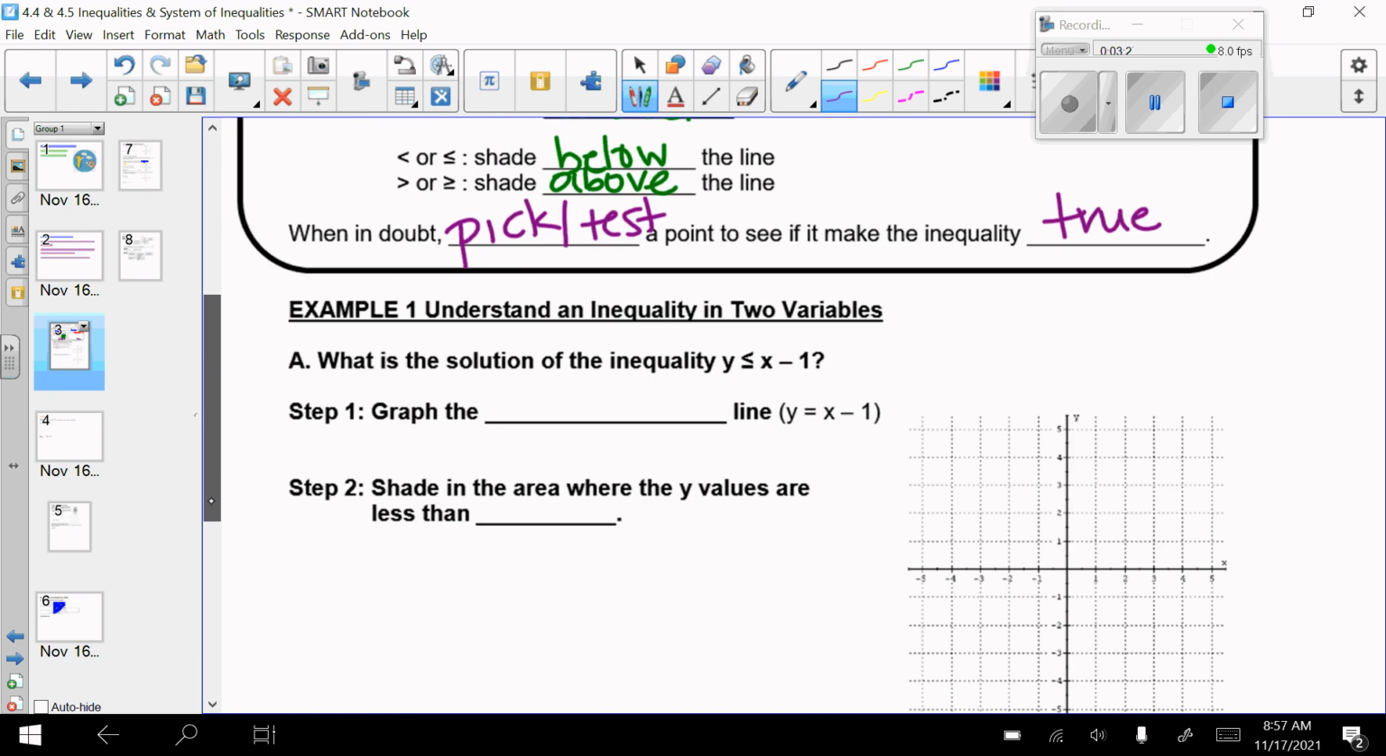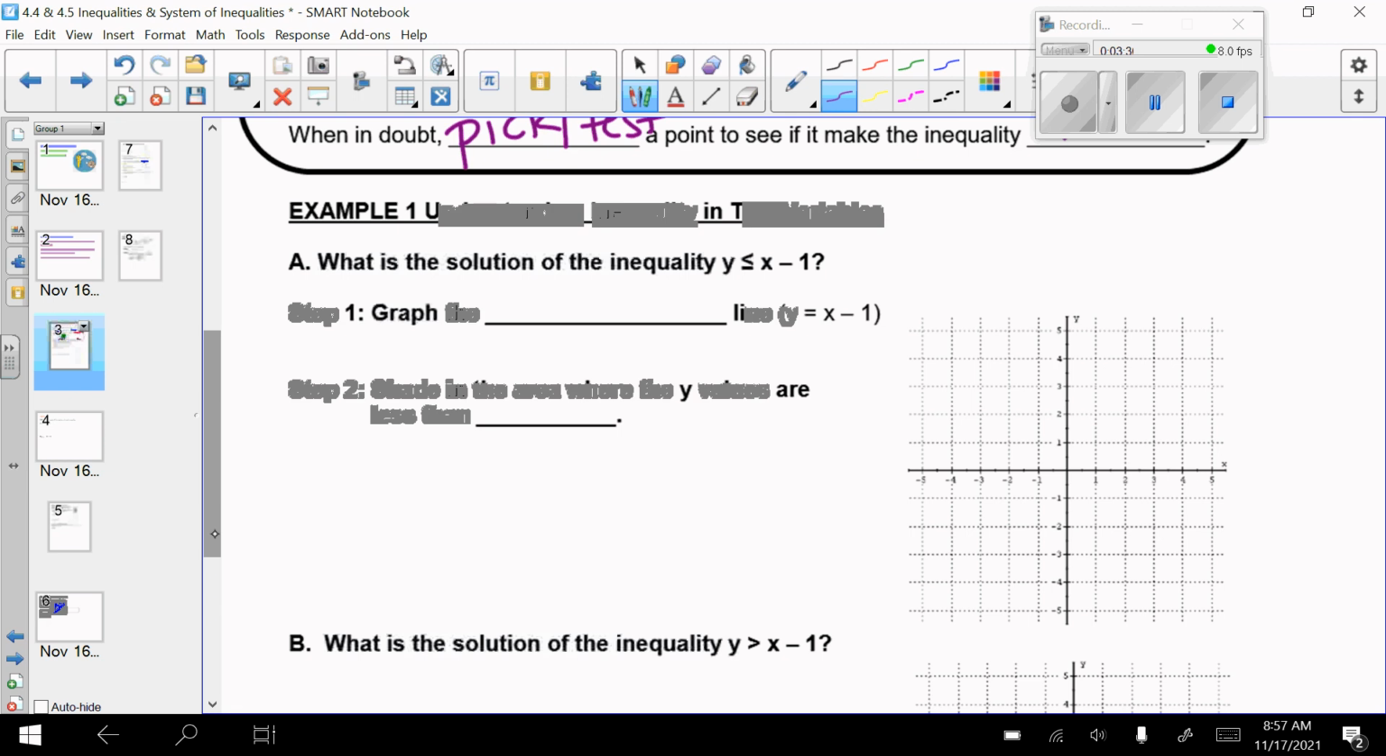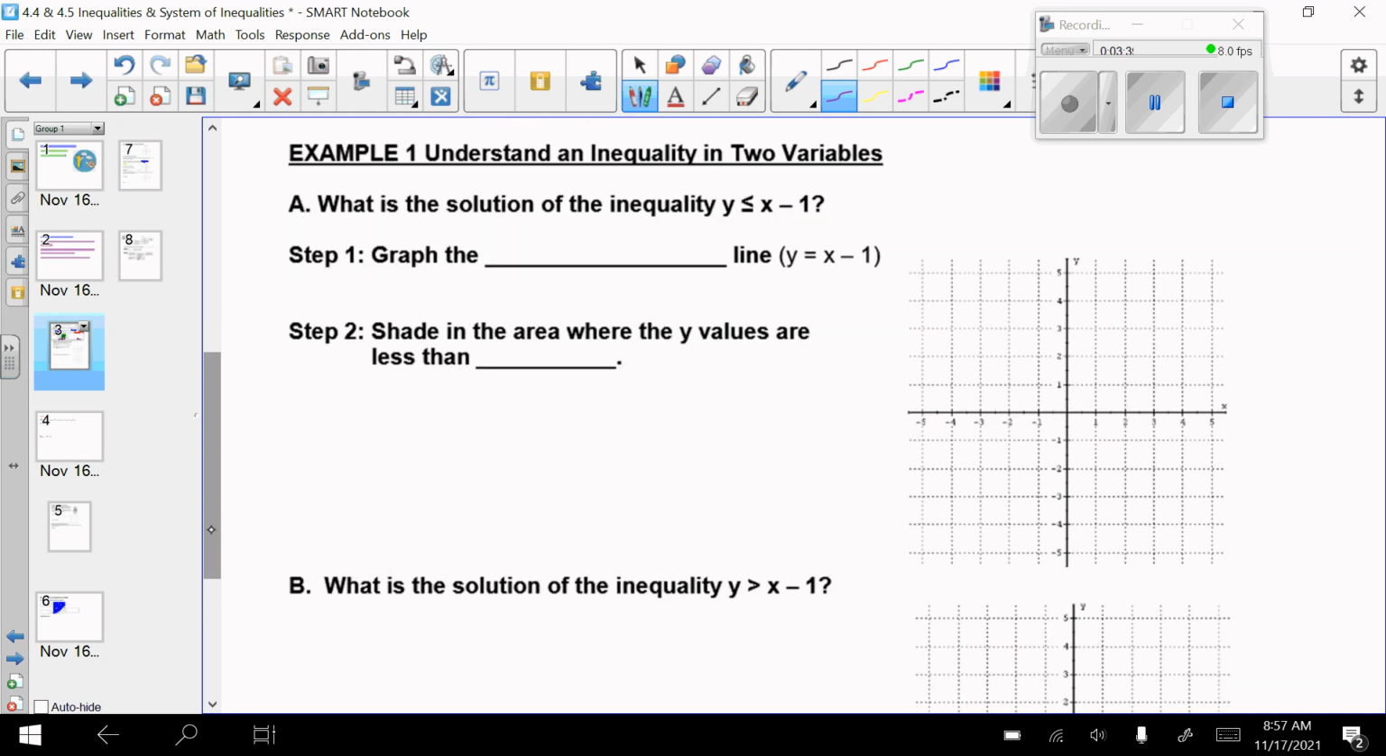Okay, so let's look at an example. Look at the first one, letter A. What's the solution of the inequality y is less than or equal to x minus 1? So right off the bat, I want to just answer two questions. Is it going to be solid or dashed, and is it going to be shaded above or below? So looking at this one, what do you think it's going to be? Solid or dashed line? Good, a solid line because it's equal to. Is it going to be shaded above or below? Good, because it's less than. Awesome.